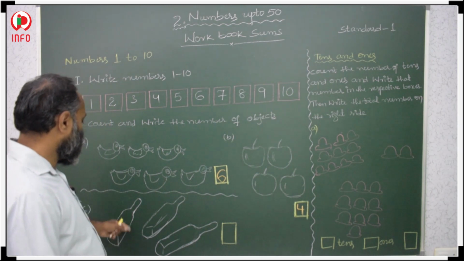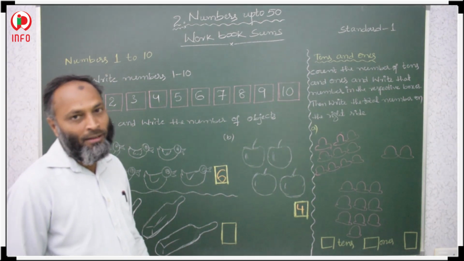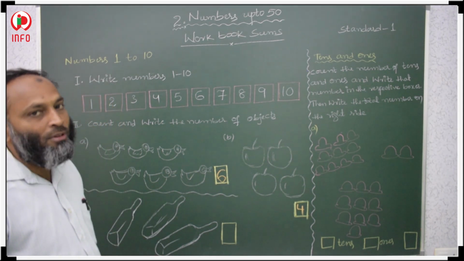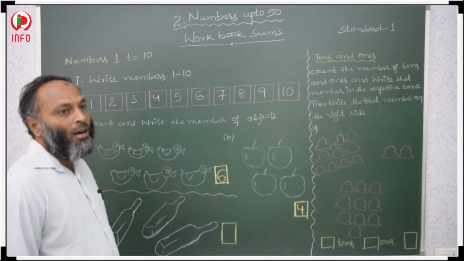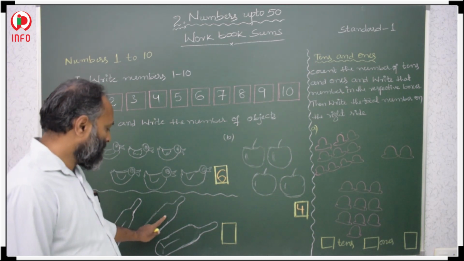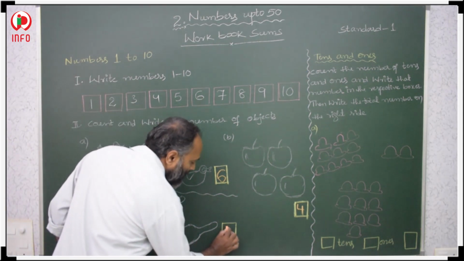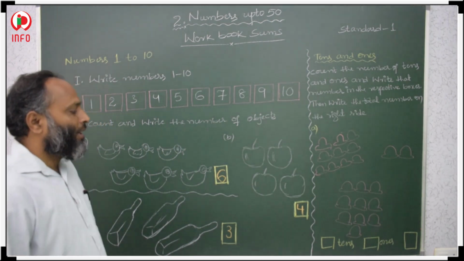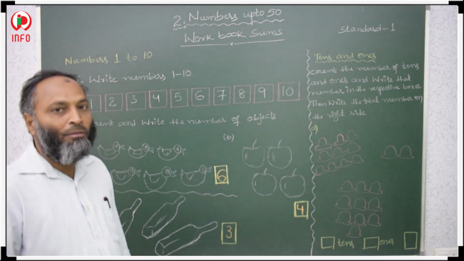Then here also objects. What object is given in the textbook there? Monkey is given. But instead of monkey I took a bat. So the number of bats you have to count and write. How many objects were given? 1, 2, 3. 3 objects. That we have to write in the box, 3. Okay. In this way we have to count and write the number of objects.